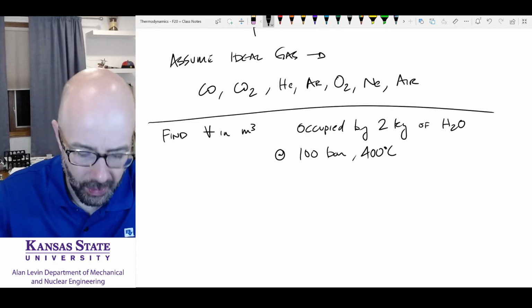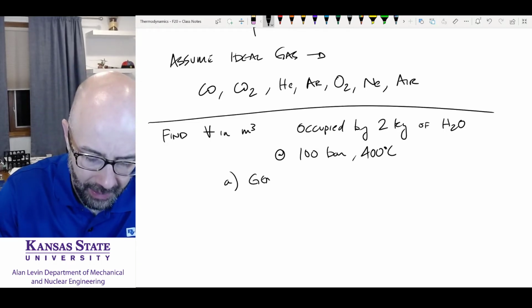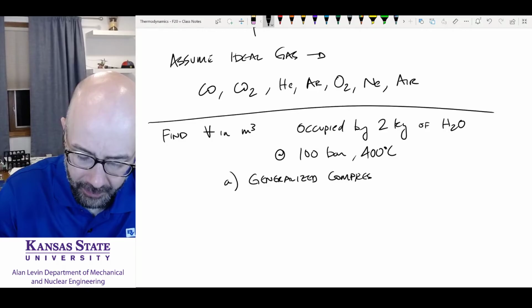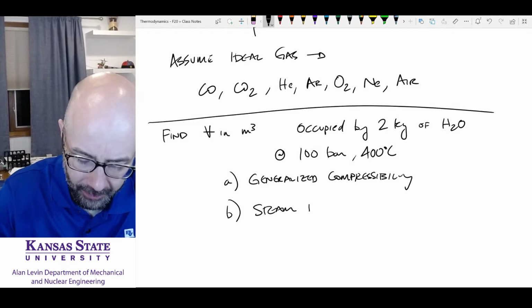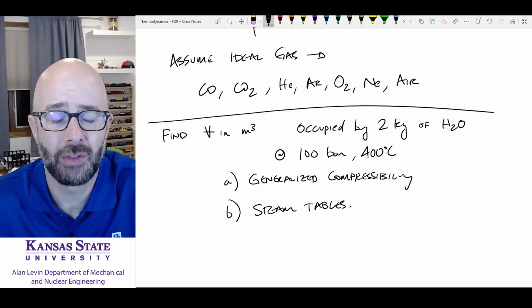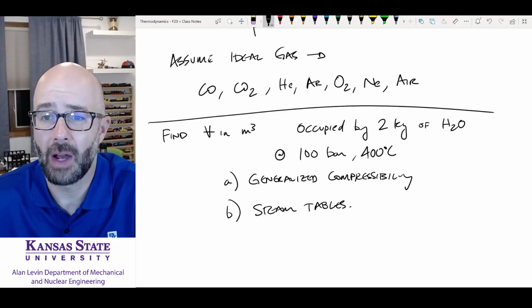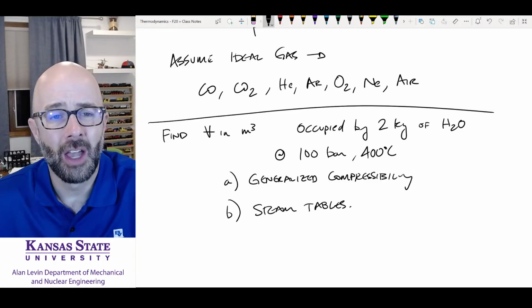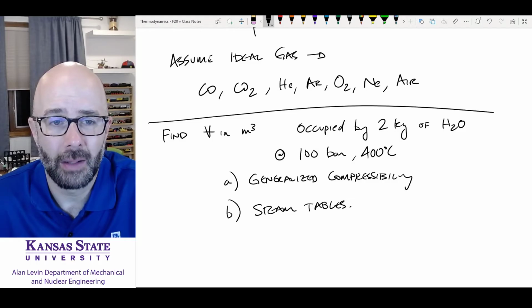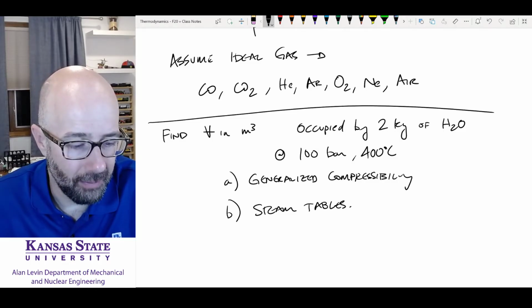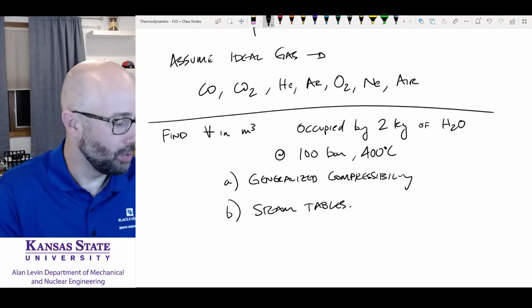Okay, and we're going to do two things. We're going to do this with A, the generalized compressibility chart, and B, we're going to use the steam tables. Okay, so up until today, if I ask you for the volume of meter cubed occupied by 2 kilograms of water at 100 bar 400 degrees Celsius, you would check the state. You would find it's a vapor. You would go to your vapor tables and you would find out what your value is. Okay, very easy.